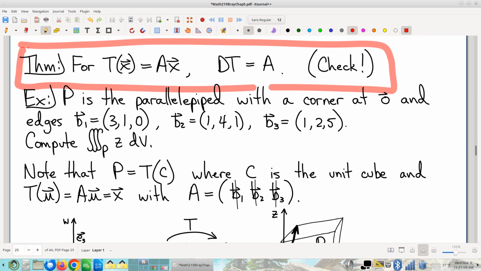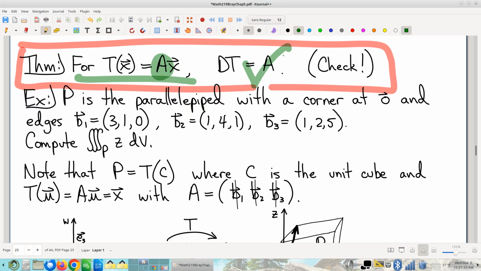We've already seen an example of this: if you have a linear transformation represented by a matrix, then the derivative of that linear transformation is the same matrix. Now, it looks a little surprising. How could it work out that nicely? Give it a try. Just write down, let's say, a 2 by 2 matrix. You'll notice the pattern pretty quickly.